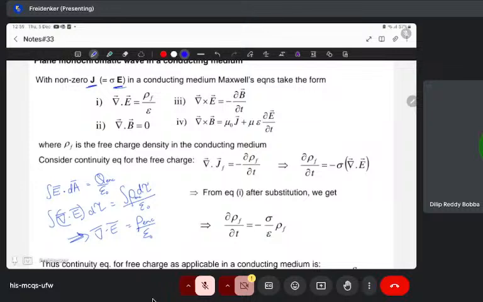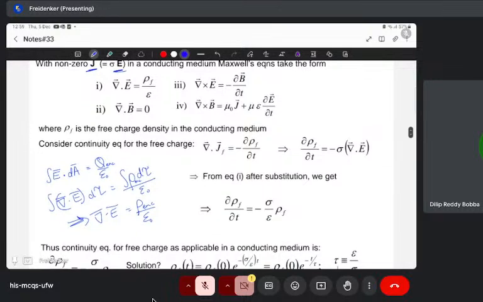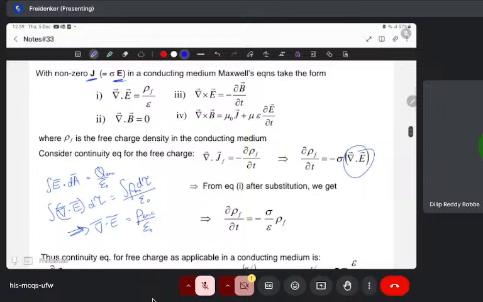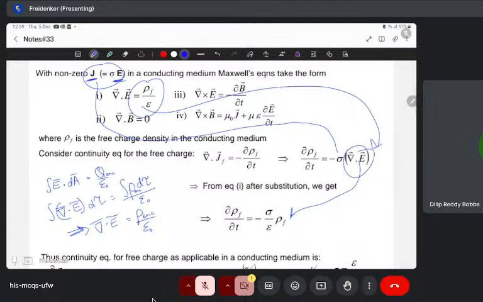Fine, so they replaced J with sigma E, and then you're getting dou rho f by dou t is something. Now they are putting Gauss law here. From here, you got here. From here, you got this.